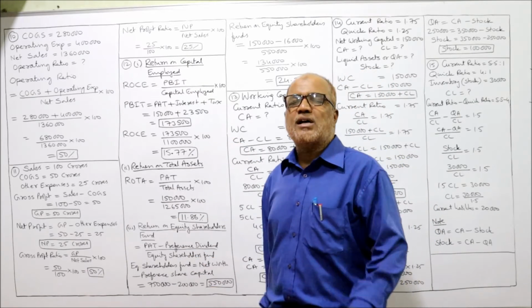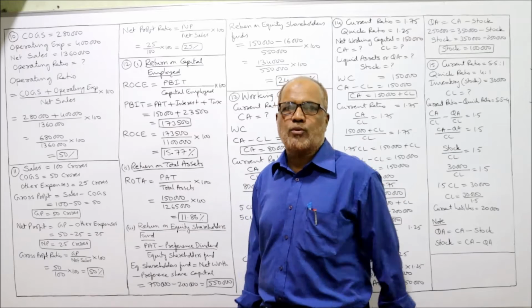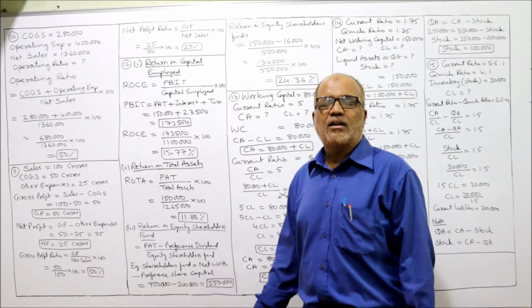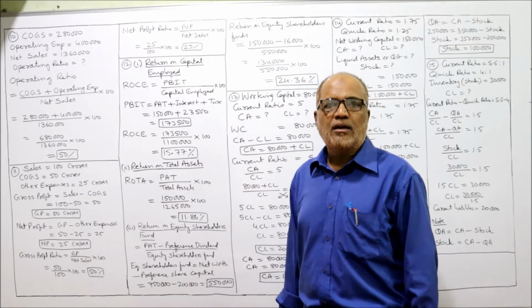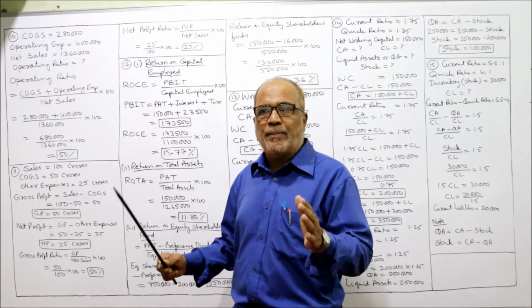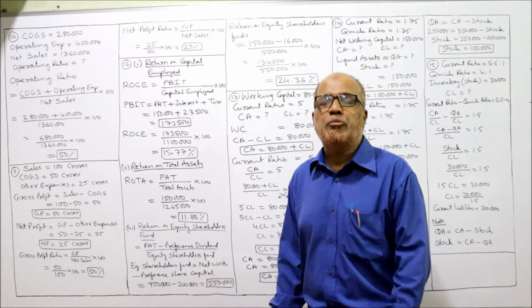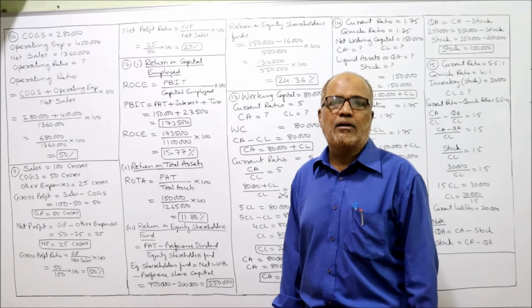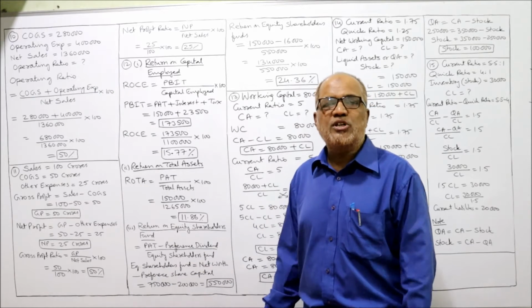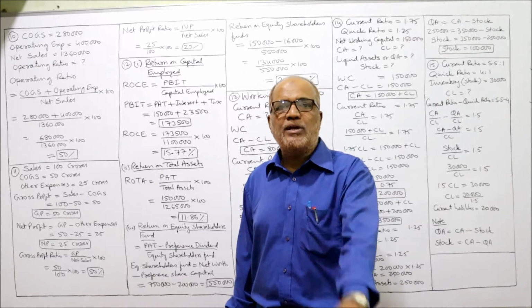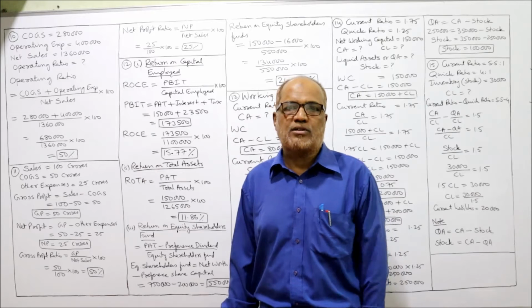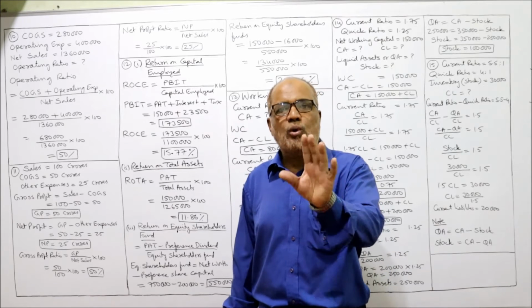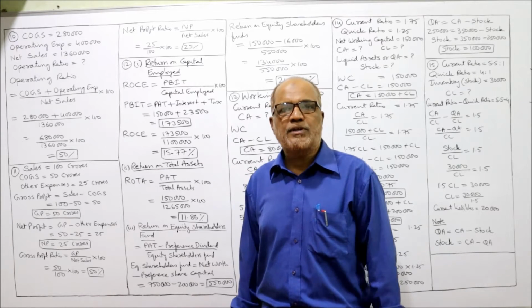So it is asking you to calculate these 2 ratios, GP ratio and NP ratio. So from this data we can say that the GP ratio and NP ratio are very high. It's a better indication that the profitability is very good for the company. 50% GP ratio means for every 100 rupees of sales, we are getting 50 rupees gross profit. The cost of production is only 50%.